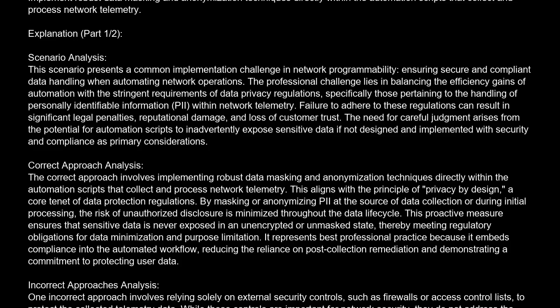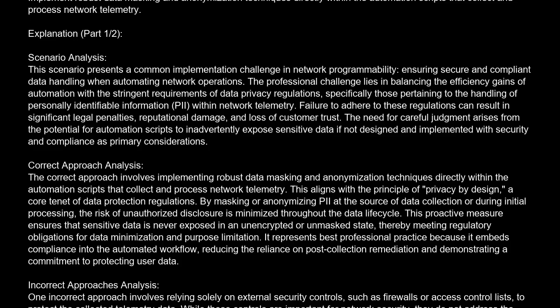Failure to adhere to these regulations can result in significant legal penalties, reputational damage, and loss of customer trust. The need for careful judgment arises from the potential for automation scripts to inadvertently expose sensitive data if not designed and implemented with security and compliance as primary considerations. Correct approach analysis. The correct approach involves implementing robust data masking and anonymization techniques directly within the automation scripts that collect and process network telemetry.